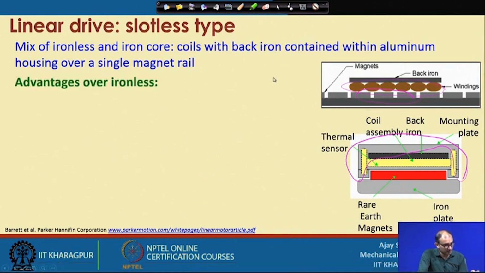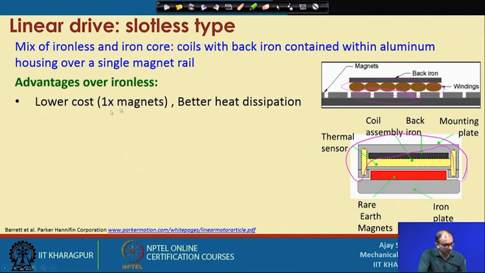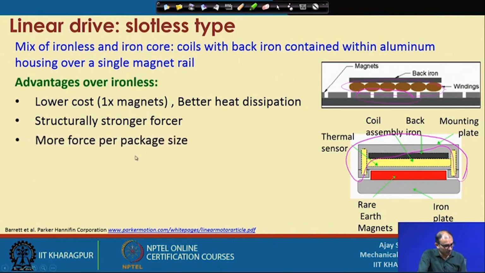So, what are the advantages over the ironless? It is lower cost because we are using a single magnet here, and in the earlier case there were two magnets. It has better heat dissipation compared to the first one only, not the second one. Structurally stronger, and more force is available here, because in the first case that was not the case. More force per package size, because the size is compact, but still you can get the advantages of the first one. So, that is the better way.